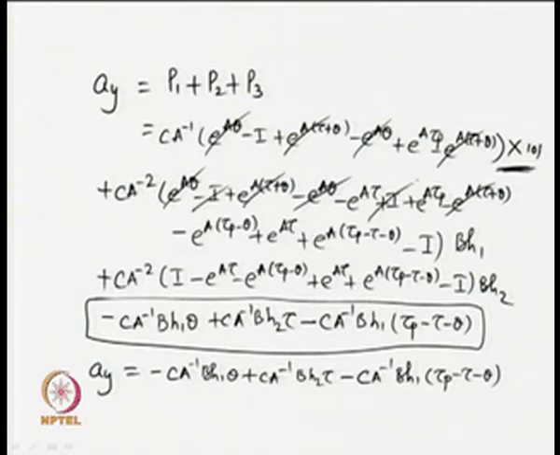minus I plus I cancelling out, then minus e to the power a tau plus e to the power a tau cancelling out, and leaving three terms there, and here also e to the plus minus a tau, and you have got plus minus I. Then whatever remaining terms you have, upon substitution of the x 0 in that term.